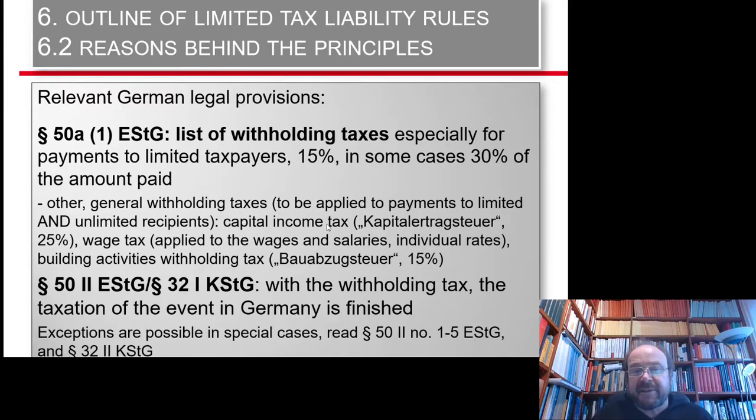You can find this principle laid down in paragraph 50, section 2. I believe it's sentence 1 there, which states, okay, apart from some exceptions which are listed immediately afterwards, the withholding of a withholding tax is definitive and closes the taxation of that specific event for the foreigner. The same rule applies to foreign GmbHs and AGs, so to foreign juridical persons, but there the reference, the source in the law is a bit different. There it's paragraph 32 and section 1 in the KStG.